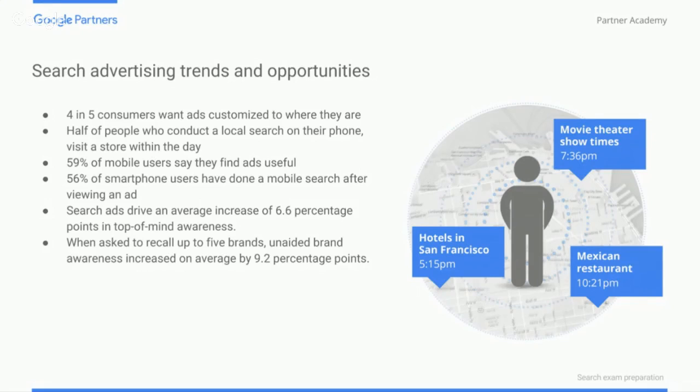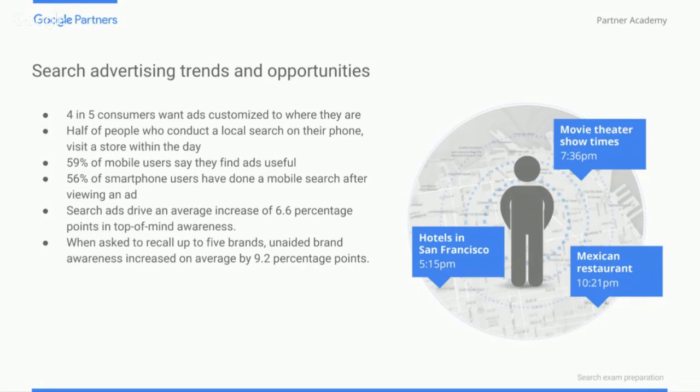Another statistic here, so 59% of smartphone users say that they find mobile ads useful, and another 56% have actually done a mobile search after seeing an ad. So someone might see an ad even on the TV or on their desktop computer and then switch over to mobile at a later time to do further research at their own convenience.